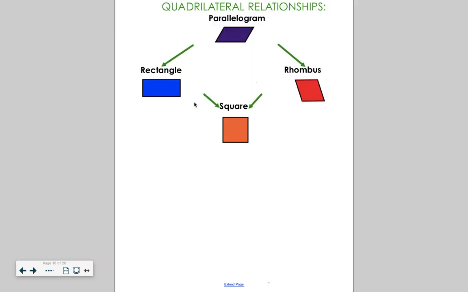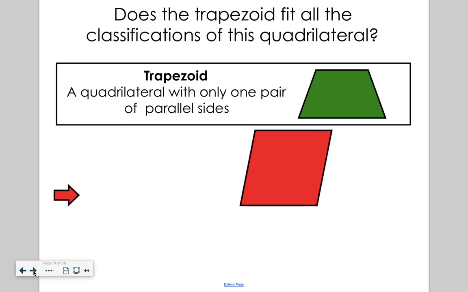So let's look at the relationship between quadrilaterals. These are all parallelograms. They all have two sets of parallel sides. A rectangle has opposite sides that are equal and right angles. A rhombus has all sides equal and does not have to have right angles, and a square has all sides equal and has right angles.